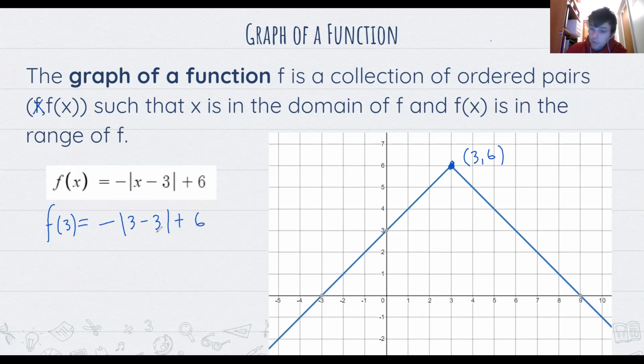In here, inside of our absolute value, we just get 0. So this is negative 0 plus 6, right? And we get 6. So every single point on our graph represents an input and an output pair for a given function. For graphs, we may know the equation that creates that graph. We may not know the equation, but that's what's happening with our graph. Clear this and move forward.